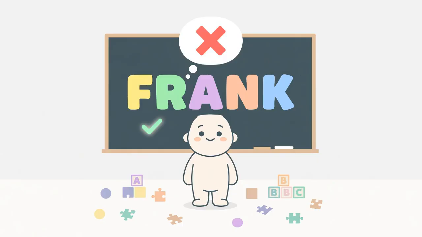Imagine you have the word Frank. The model looks at the first letter F and tries to guess what comes next. It might guess X and be wrong, but now it knows. After F, the answer is R. It learns from its mistake.